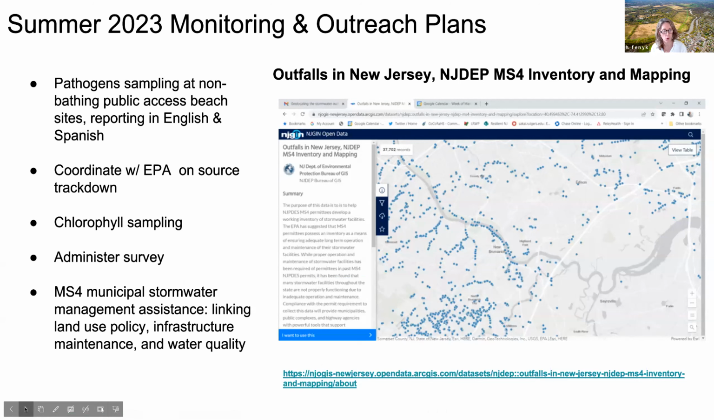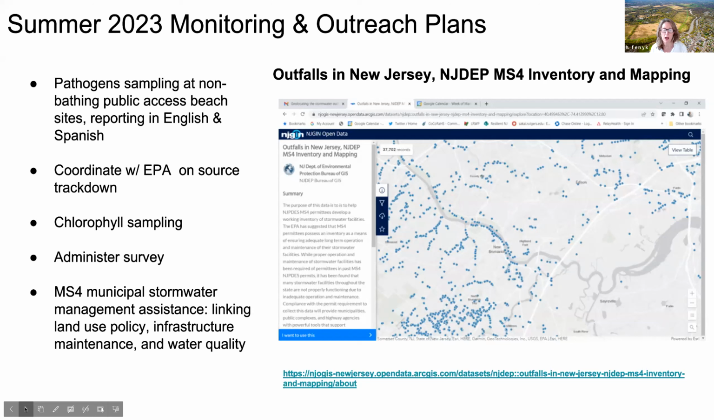We will be working with EPA. This will be our third year of working with them on genetic analysis. We call this our source track down. It's kind of the same thing that the Fahrenfeld lab is helping us with in terms of tracing the source, whether it's human or bird or dog or other animal, for the fecal contaminants we're seeing in our waters. So we will continue with our third year with EPA.